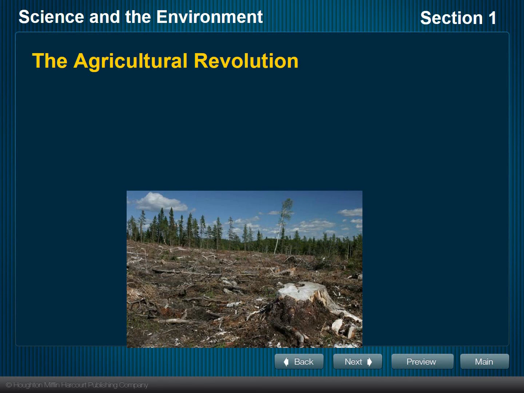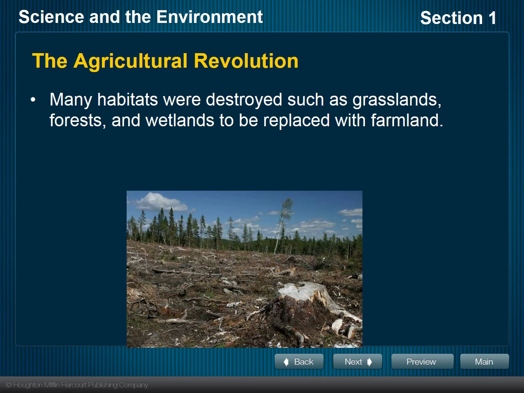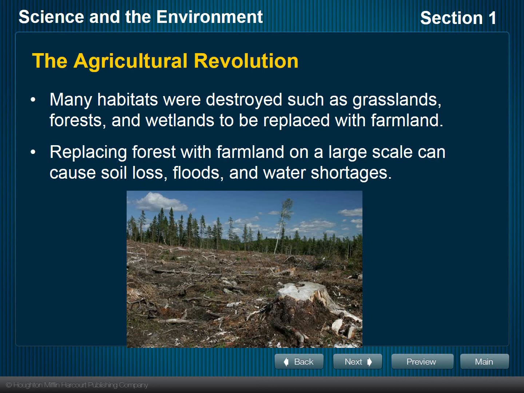There have been many problems caused by the agricultural revolution. One was that many habitats were destroyed, such as grasslands, forests, and wetlands, and were replaced with farmland. Replacing forests with farmland on a large scale can cause soil loss, floods, and water shortages, which are some problems we are still dealing with today.